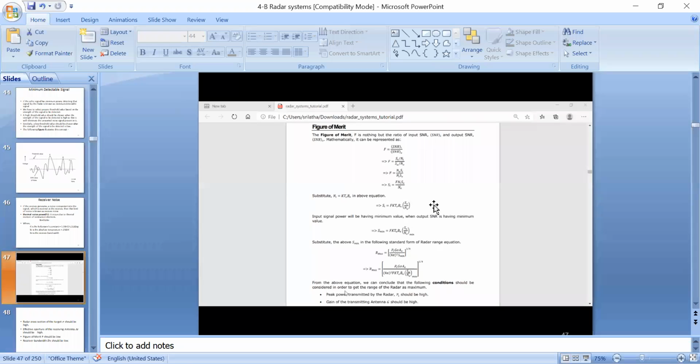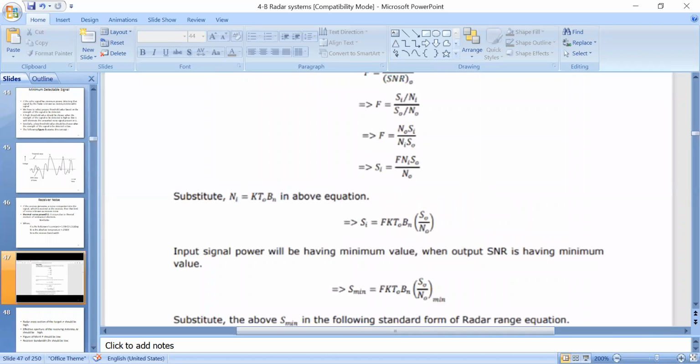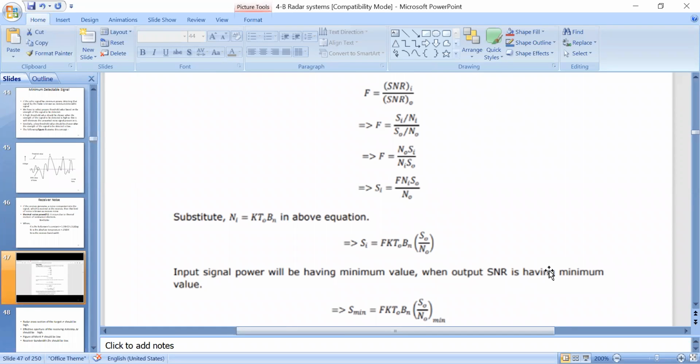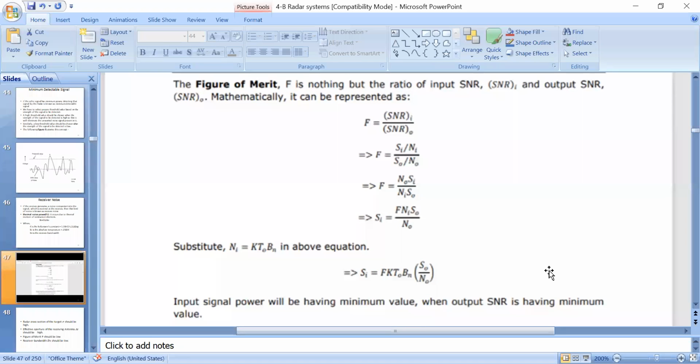Now we'll see the figure of merit of this radar system. It's a very easy and simple concept. Now we will see how the figure of merit is derived for a radar system. It's a general definition for figure of merit, where figure of merit is denoted with the capital letter F. It is the ratio of input signal to noise ratio to output signal to noise ratio, and mathematically it can be represented as F equals signal to noise ratio of input divided by signal to noise ratio of output.